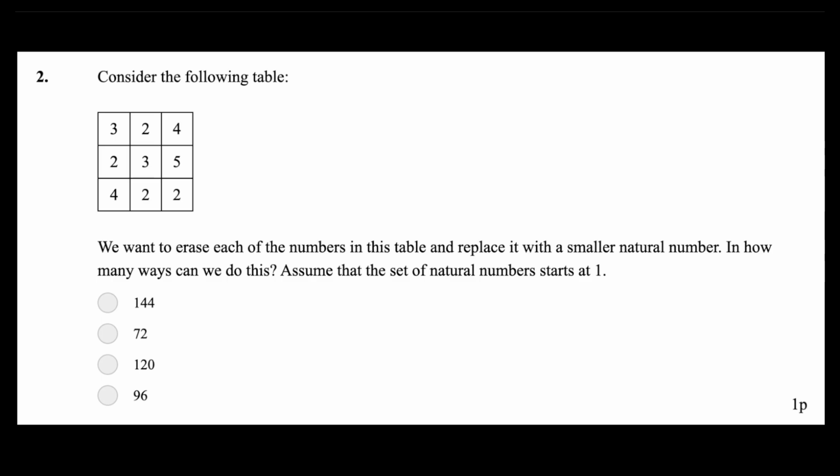Question number 2, consider the following table, that you can see on display now. We want to erase each of the numbers in this table and replace it with a smaller natural number. In how many ways can we do this? Assume that the set of natural numbers starts at 1, because some people say that 0 is also a natural number. To make sure that you're not confused, assume that natural numbers start from 1. So in how many ways can we do that? Let us do it on the board now.